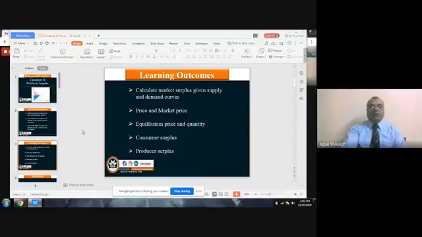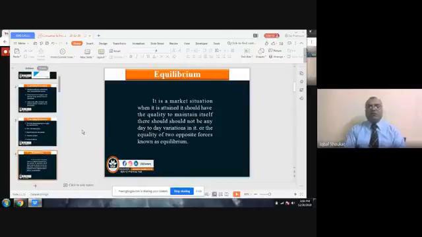Before proceeding to the consumer and producer surplus, let's have a look at the basic concepts of the equilibrium. If we talk about the equilibrium, what is the equilibrium? Equality of two opposite forces. When two opposite forces become equal to each other, that is known as the equilibrium, or that is the situation when it is attained, it should have the quality to maintain itself.